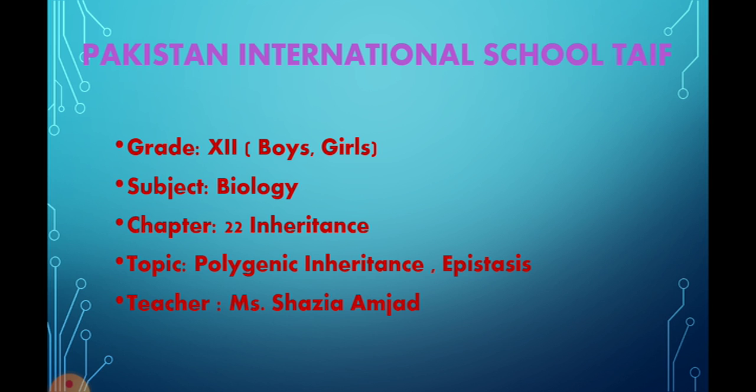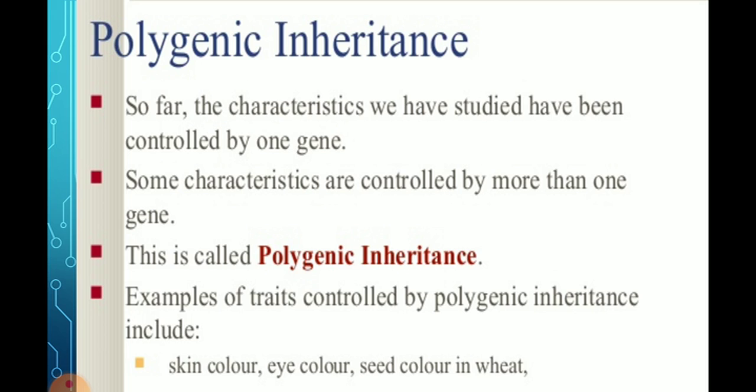Dear students, polygenic inheritance is actually the deviation of Mendel's laws of inheritance. We have seen before Mendel's law of inheritance, and in that we have seen that the dominant gene will show off its characteristics in the next generation, or the characteristics have been controlled by one gene.